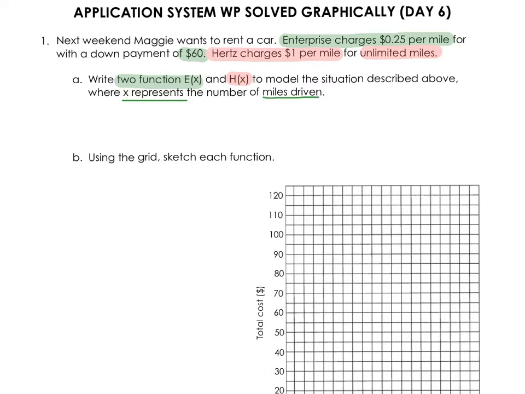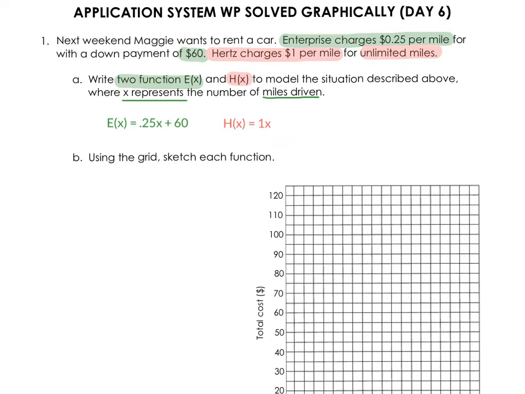So I'm going to first start with Enterprise. They have charged 25 cents per mile and a down payment of $60. So I have my equation, E of x equals 0.25, 25 cents per mile, x times the miles, plus the $60 flat down payment fee. So this is my equation for Enterprise. Now I need to make one for Hertz. Hertz charges $1 per mile, unlimited miles, so there's no fee, no down payment, nothing like that. So this is just going to be H of x equals 1x.